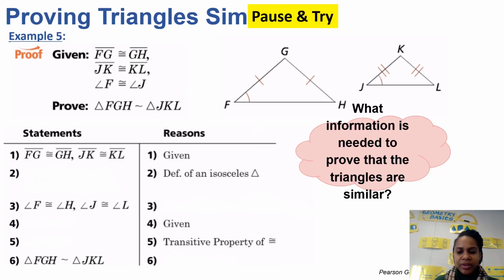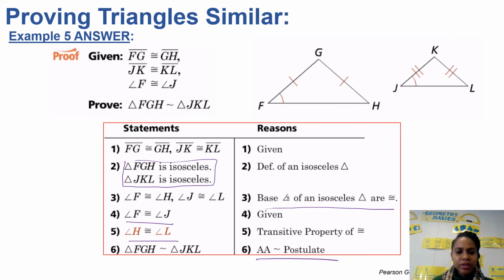All right, so we have a proof here that I would like for you to try on your own using the angle-angle similarity theorem. So try to fill in numbers 2, 4, 5 in the statements and 3 and 6 in the reasons. So go ahead and pause the video and try this proof on your own. All right, so for number 2 here, you should have mentioned that these two triangles are isosceles, meaning they have two congruent sides. For number 4, F and J are congruent, and that is given. H and L are also congruent by the transitive property, and therefore these two triangles are similar by the AA postulate.